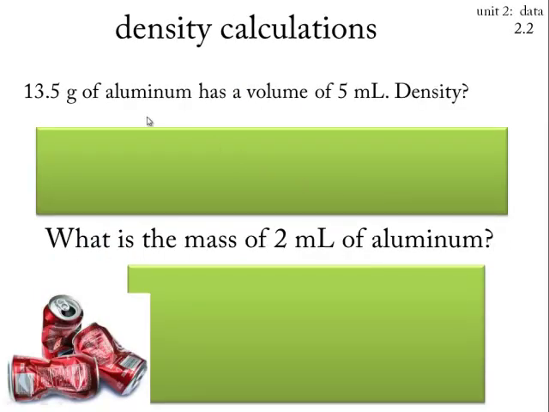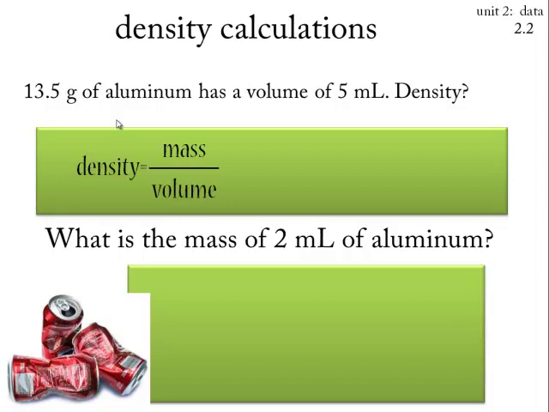Imagine 13.5 grams of aluminum. I wonder if that's one container or maybe two. And if you squish it all down, no air there, you have a volume of 5 milliliters. What is the density of aluminum based on these numbers? Well, this is a direct plug-in. Write the formula and solve it.